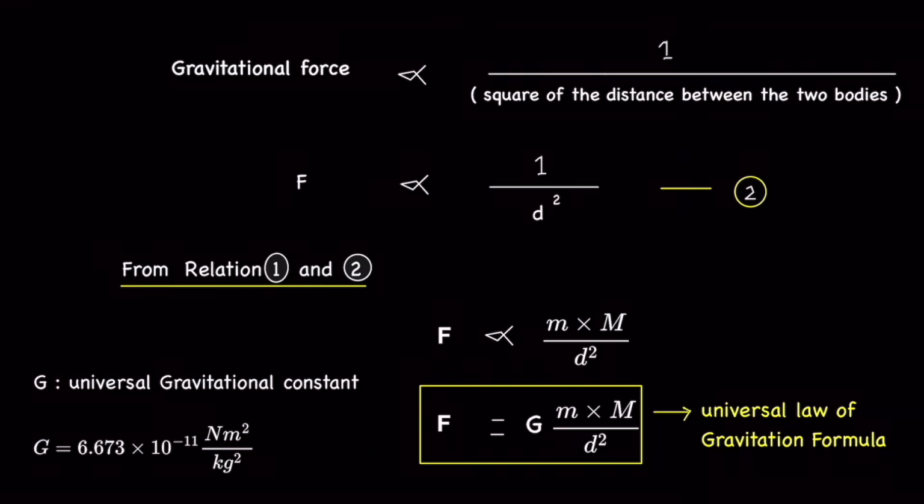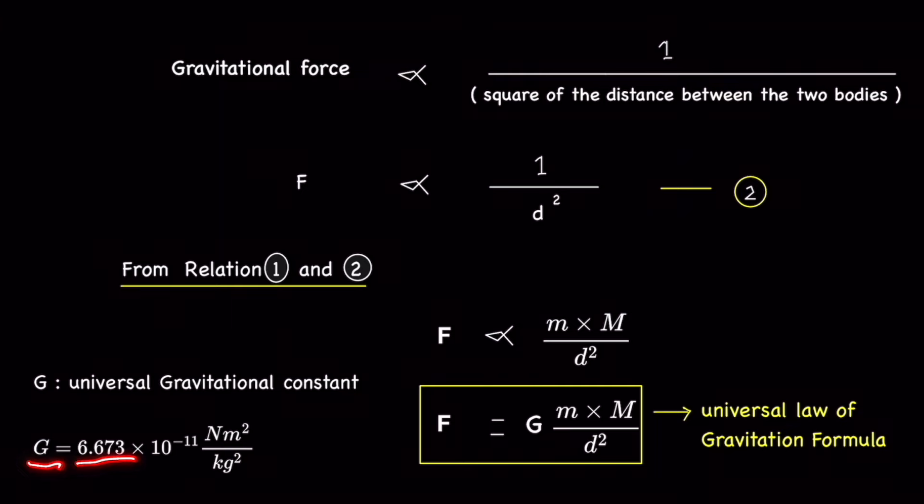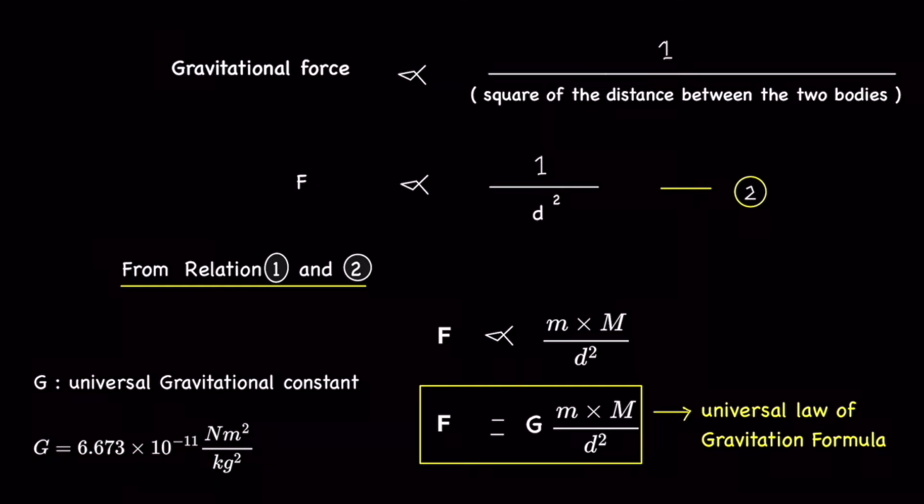We always use a constant. So that's why when we remove the proportionality sign and use an equal sign, we always use a constant. And here this constant is capital G. This capital G is called the universal gravitational constant. And because it is a constant, it must have a fixed value. So here capital G is equal to 6.673 into 10 to the power minus 11 Newton meter square per kg square. For better calculation, we can also write it as 6.67 into 10 to the power minus 11.